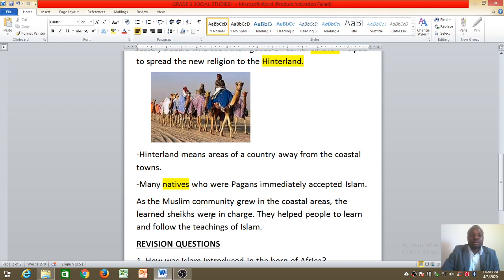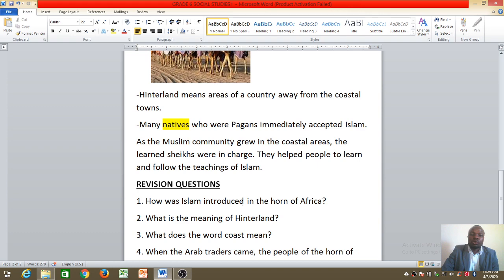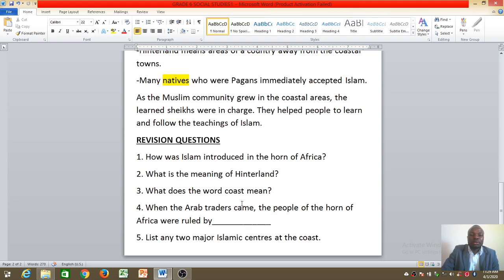After these notes, there are some few questions that you are going to attempt. 5 questions. Number 1, how was Islam introduced in the Horn of Africa? Was it through war or peacefully, or how? You're going to write the answer. What is the meaning of hinterland? What does the word coast mean? When the Arab traders came, the people of the Horn of Africa were ruled by, were they ruled by president, king? Were they ruled by chiefs? You're going to write the answer. List any 2 major Islamic centers at the coast. You're going to write them.